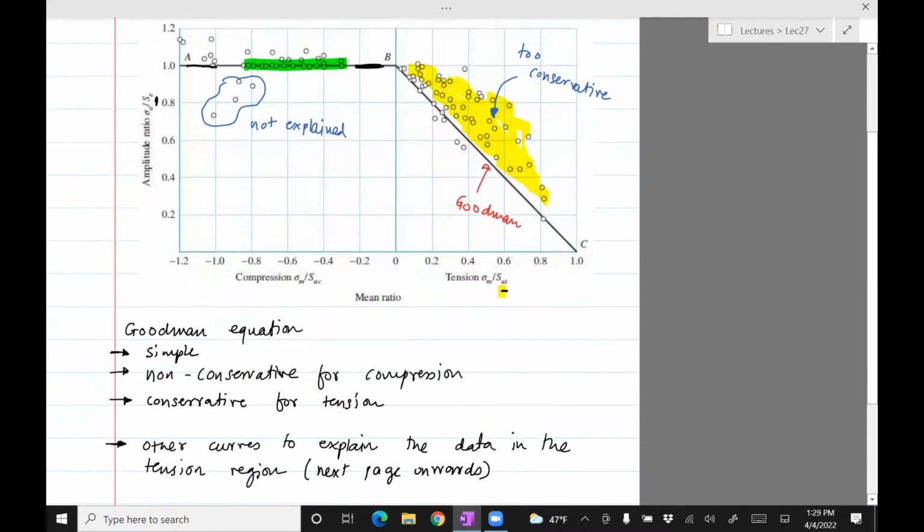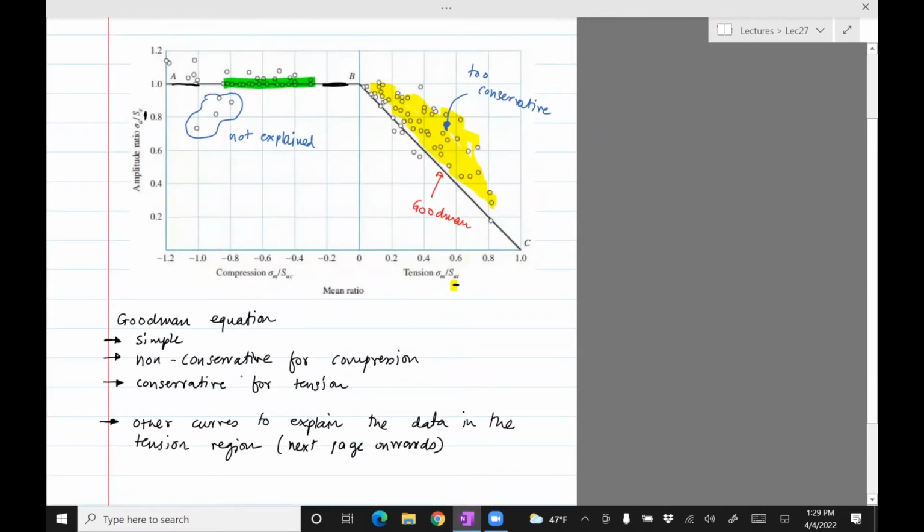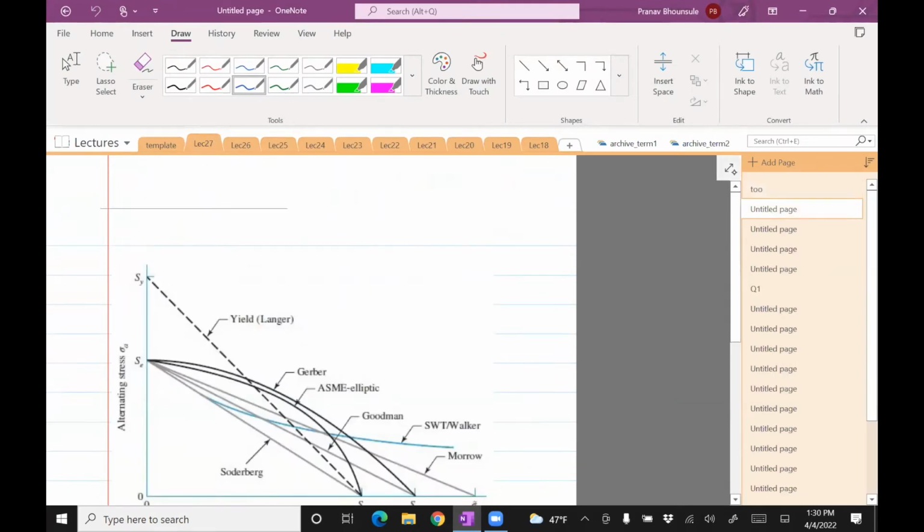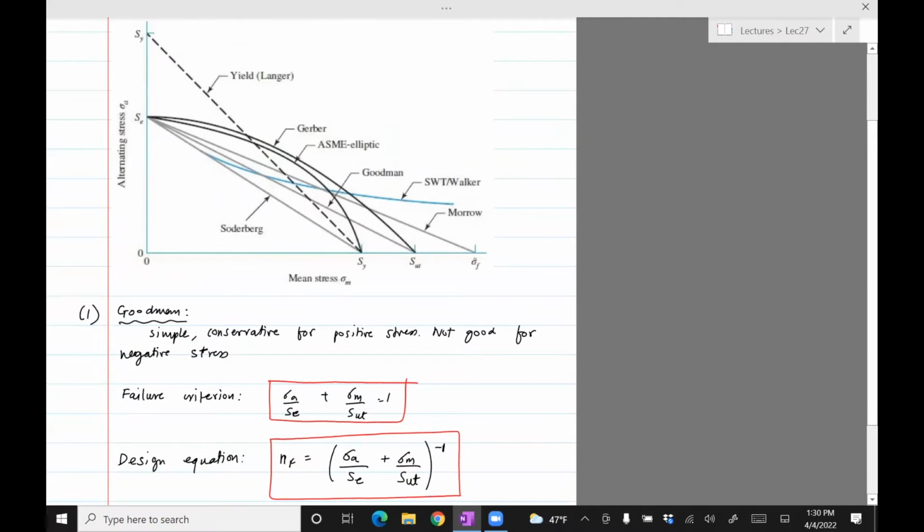So this Goodman equation is simple. It's non-conservative for compression. I'm saying non-conservative because you can see these points are so close to that line. But in the tension region, it's conservative because the yellow region is kind of spread out. It's conservative for tension, as I said, and non-conservative for compression. It's simple, that's nice. What we're going to talk about in this section is other curves which help you to model this. All these things we're going to talk about next are equations obtained empirically. Just looking at this plot, you fit lines, and that's what it does.